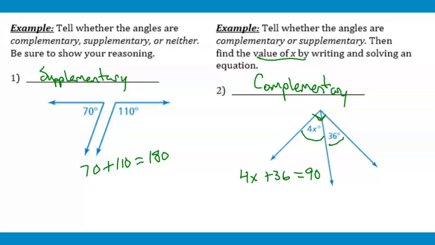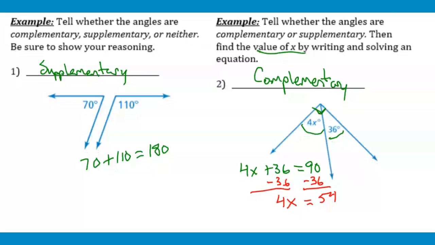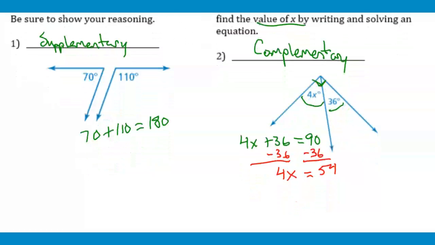There's my equation. To solve this equation, I'm going to subtract 36 from here, subtract 36 from there, and I get 4x equals 54. To get x by itself, that 4x means 4 times x, so I have to undo multiplying by 4, divide by 4. Whatever you do to one side, do to the other side. Then when I do that, I get x equals, use your calculator for that, 13.5. x equals 13.5.